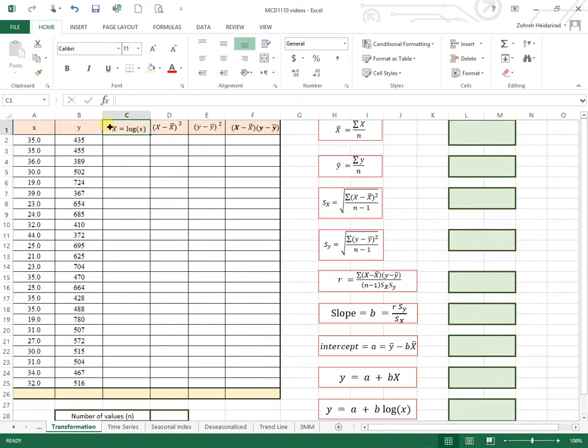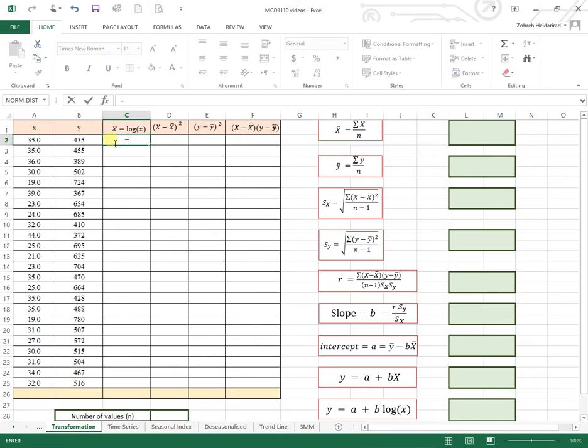In this video, I want to talk about data transformation in regression. For example, we have a nonlinear relationship between x and y, and we want to change it to a linear form by transforming x values. Here we want to apply log x to change the x values and change this relationship to a linear form.